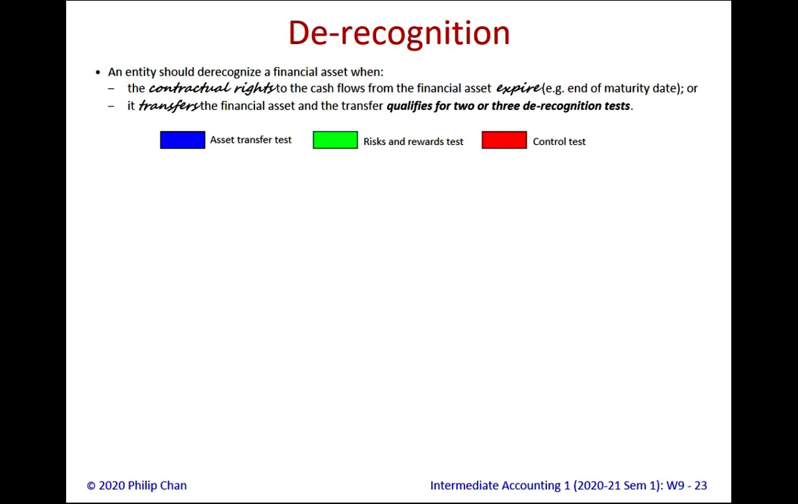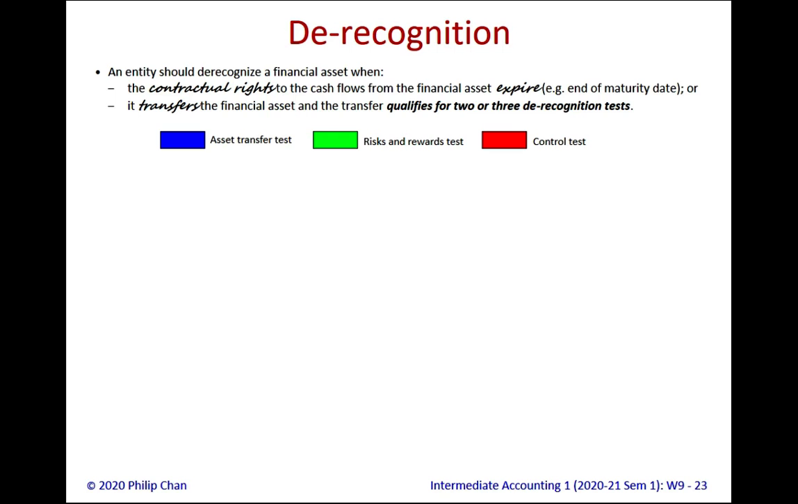Or you transfer the financial asset, and that transfer qualifies for the 3 derecognition tests, which are the 3 here: in blue color, the asset transfer test; in green color, the risk and reward test; and in red color, the control test.